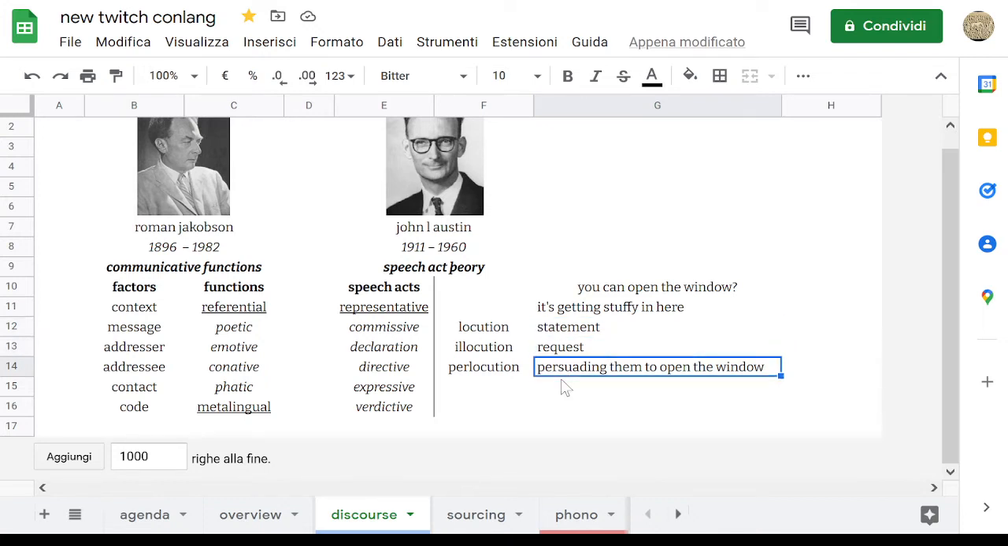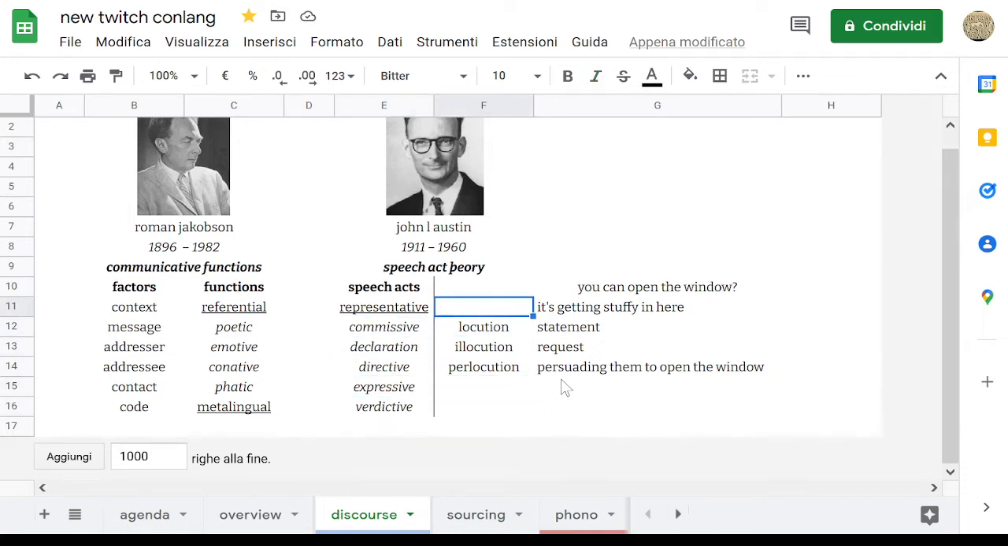They might agree and say, yeah, you're right, I'll go open a window. In so doing, you have effectively made them open the window with your perlocutionary act. Because you said it so indirectly, they might disagree. They might say, it's fine, and then you have failed to persuade them to open the window. So these are the different levels that these speech acts can operate on.